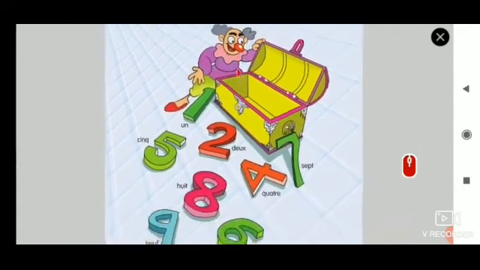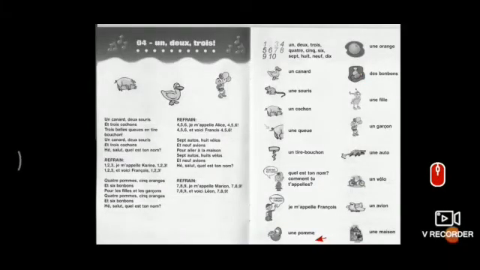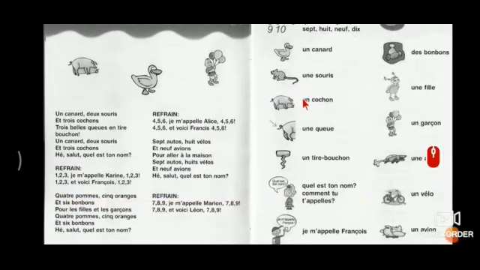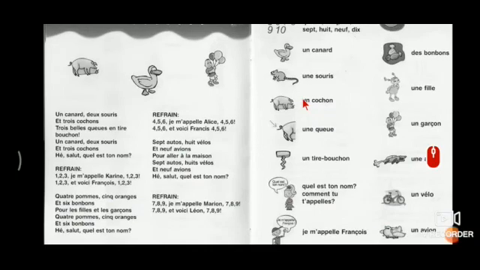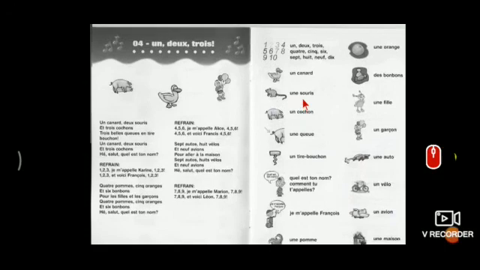As I promised you last class, I will play a song which is related to numbers. So this is the song. What we are going to do with this song is sing it. Before singing the song we must know a few vocabularies. Those vocabularies are there on the right side.